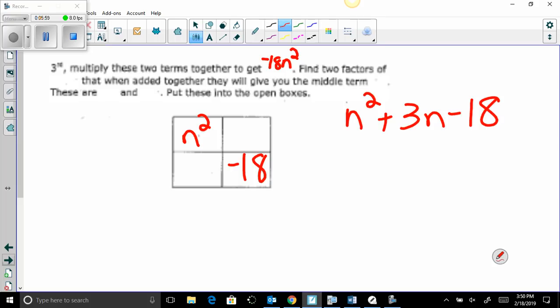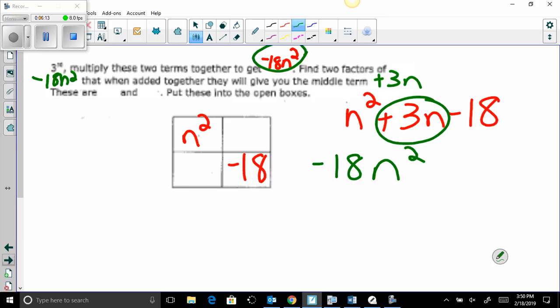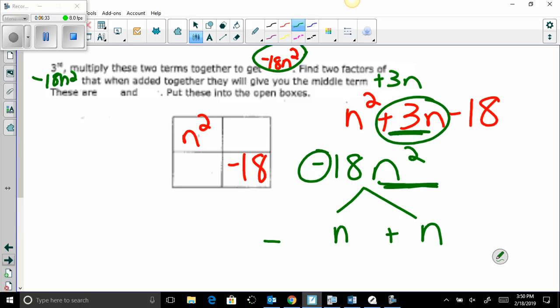So find two factors that multiply to give you negative 18n squared, and they add together to give you the middle term, which is 3n. So break down my negative 18n squared. If there's two n's, each one has one. If it multiplies to give me a negative, the sign has to be one of each. So what are some factors of 18, one of them being a negative number, one of them being a positive, that could add to give me positive 3?